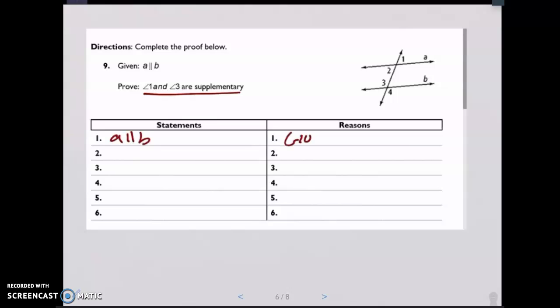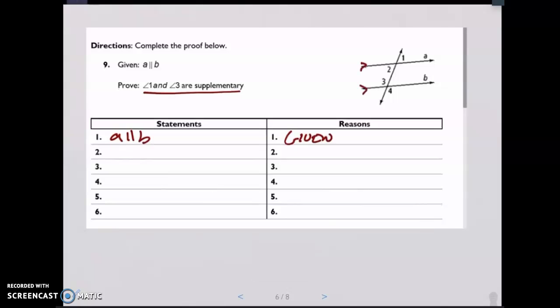Write down your given. So I'm going to mark that using my little parallel marks like that. A is parallel to B. So now that I know that they're parallel, I'm trying to get 1 supplementary to 3. So I'm trying to get this one sup to this one. We're actually not going to use 4. You could, but there's a couple different ways to do this one.